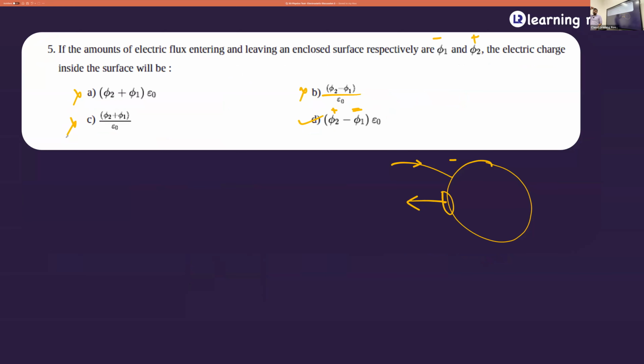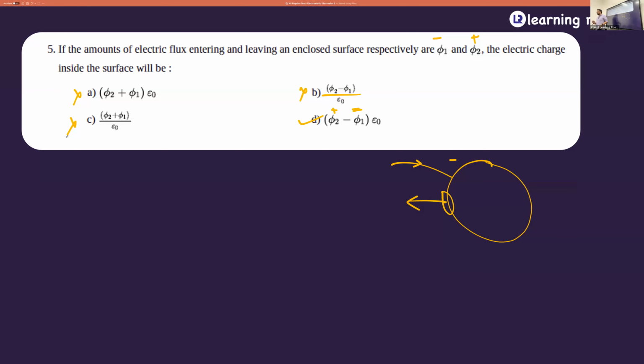So first tell me this thing. Electric flux entering the system, is it considered to be negative or positive? Negative is correct. Any reason? You need not think much. Whenever I ask you a question, think in terms of the basic mathematical definition. What is the basic mathematical definition of flux? E A cos theta. So when will flux be negative? When theta is 180 degrees.